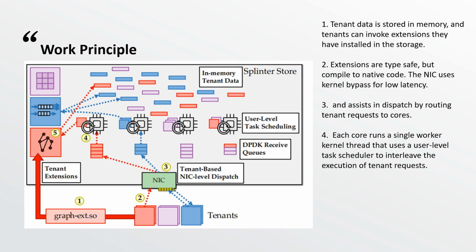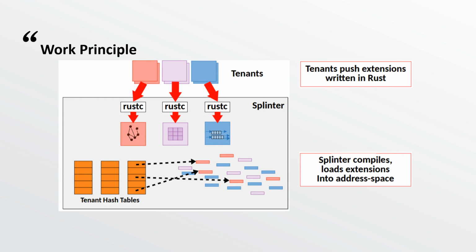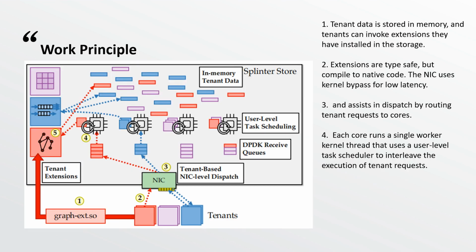Before the user uses Splinter, the user can customize their own extension, written in the Rust language. You can have your own extension and push it into the server. The server will compile and load the extensions into the address space. And after you are done with that, you can use Splinter.